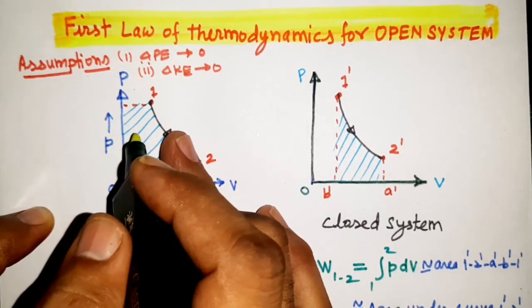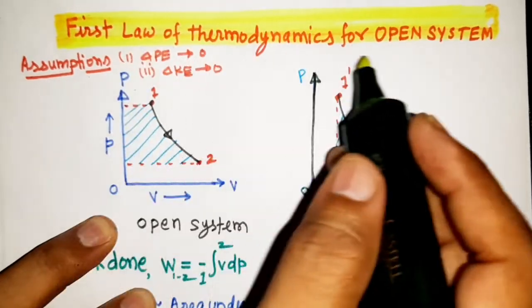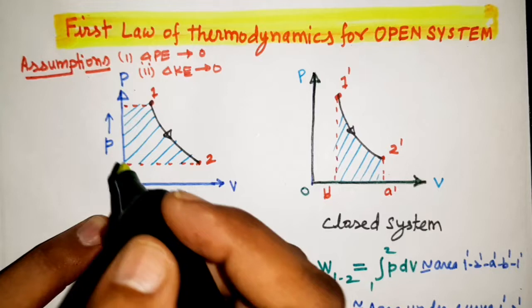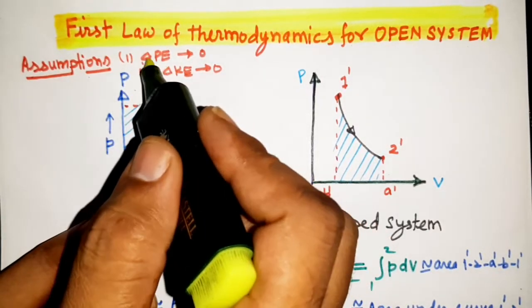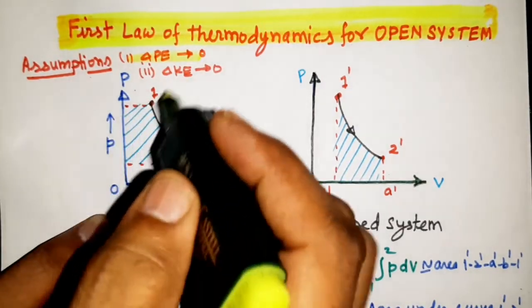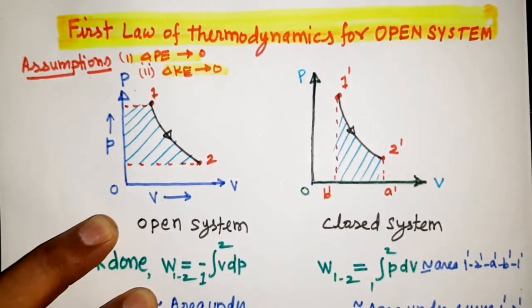Hello friends, today we will discuss the first law of thermodynamics for an open system. There are the following assumptions. The change in potential energy is neglected. Also, the change in kinetic energy is neglected.